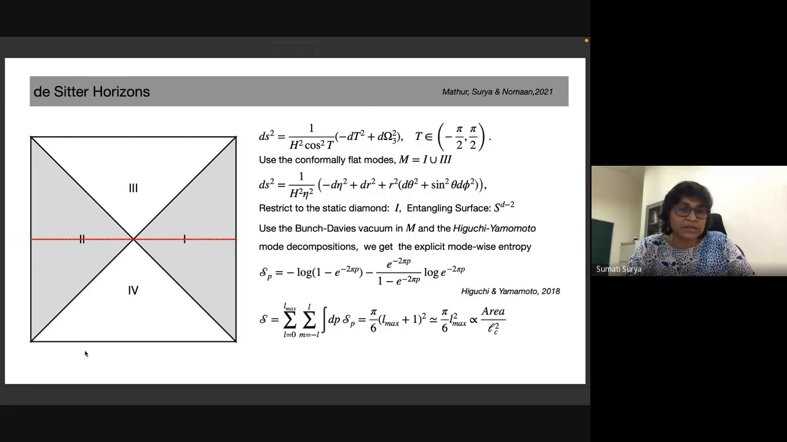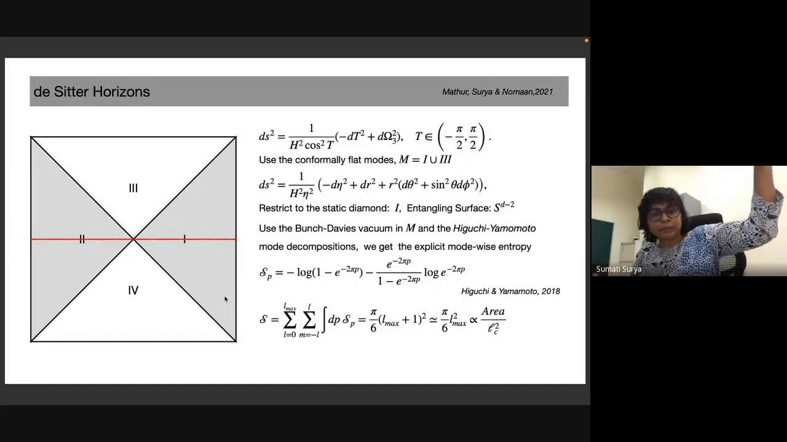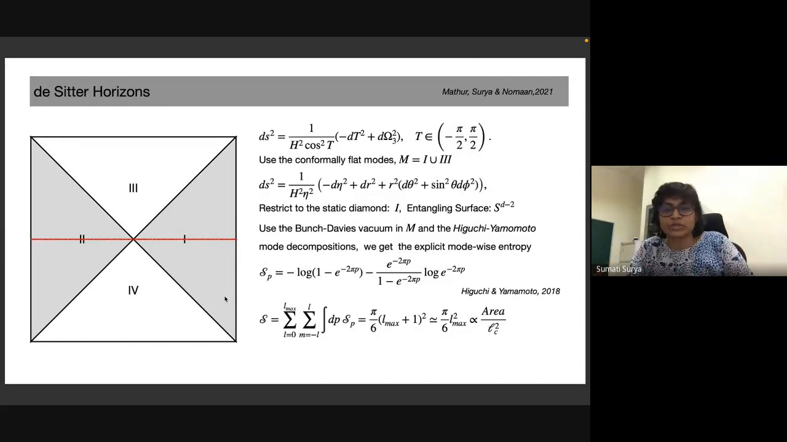So in the case of the De Sitter horizon, this is a conformal diagram, and this is your spatial hypersurface, the red guy here, and the entangling surface is this region here. That's the typical way in which we think about De Sitter spacetime. But now we want to talk about regions of De Sitter, and for convenience, we look at the conformally flat patch, which is 1 and 3. We look at a vacuum in that region, and here we chose the Bunch-Davies vacuum. And we restrict to this wedge, which is region 1.